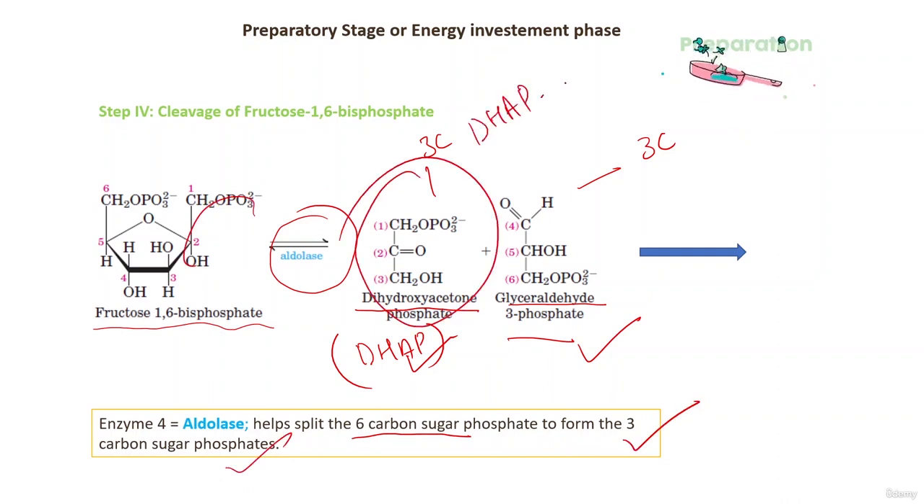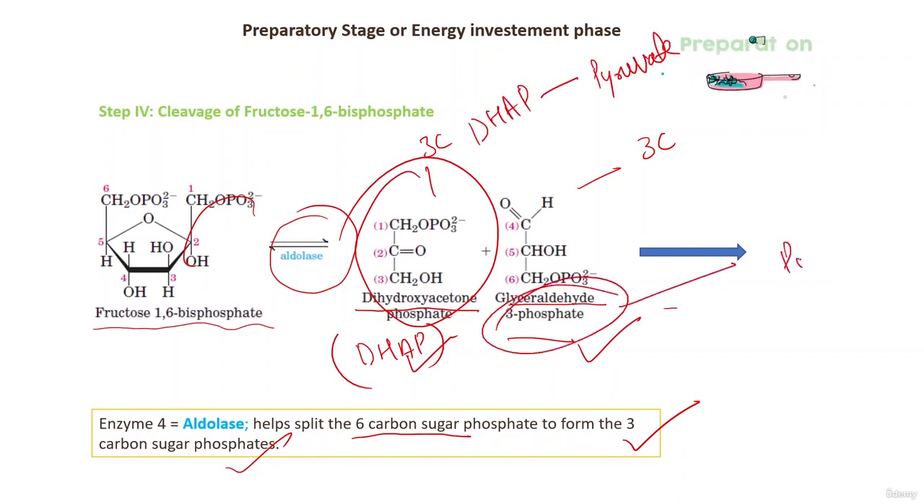DHAP will also produce pyruvate, and glyceraldehyde 3-phosphate will also provide pyruvate, because DHAP can change into glyceraldehyde 3-phosphate too. So they both are reversible. Okay, so this was step 4.